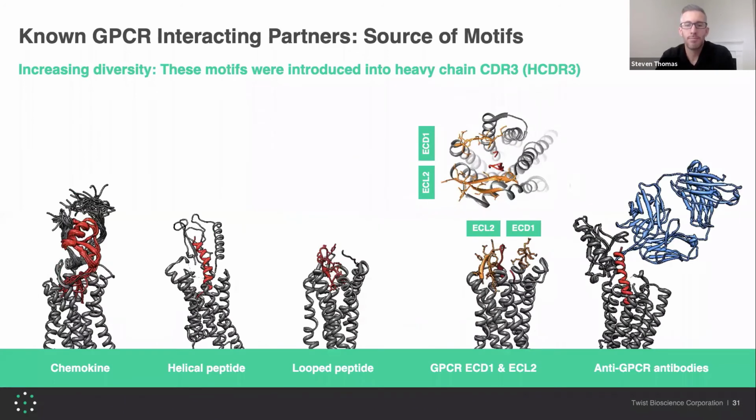We took this basic idea and expanded it into a much larger pool of known binding partners to GPCRs. So where do all these motifs come from? There are lots of things that we know bind to GPCRs, like chemokines, helical peptides, loop peptides, and the extracellular domains that GPCRs are known to interact with themselves. And of course, there are some known anti-GPCR antibodies available as well. We took this motif content, curated it, and used it as the source of diversity to bias this library towards GPCRs.